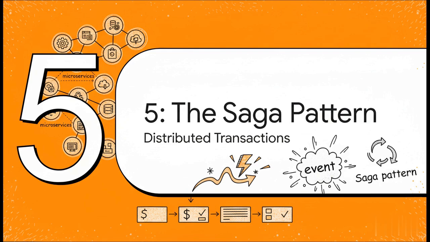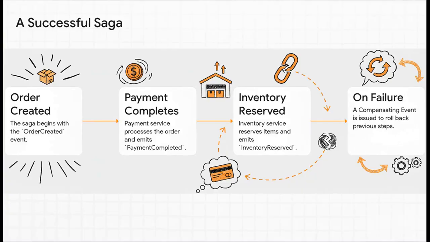It is the tool for keeping your data consistent across services. Let's follow an order saga. The order created event kicks it all off. The payment service hears that, does its thing, and then publishes payment completed. Then the inventory service hears that, reserves the items, and publishes inventory reserved.